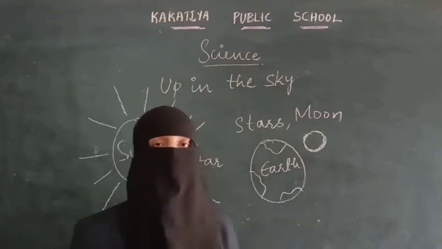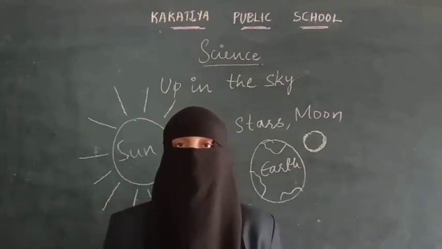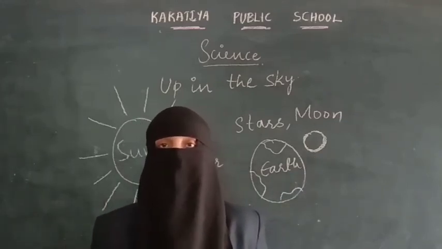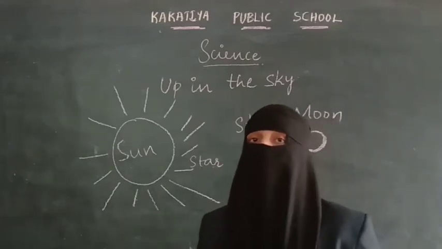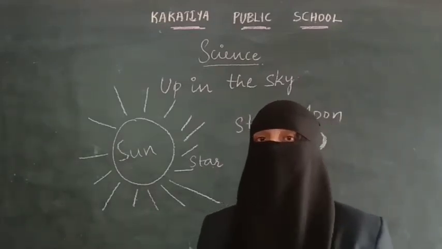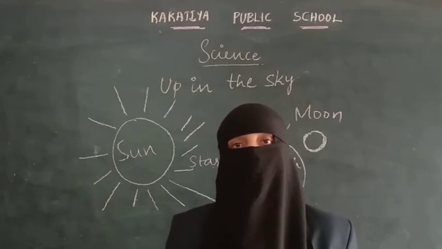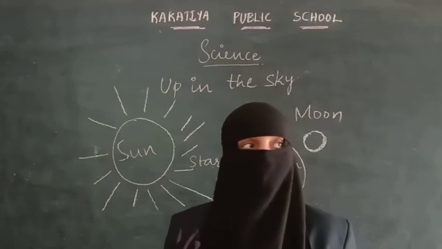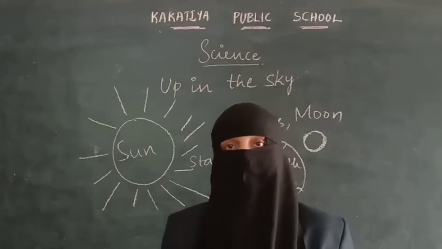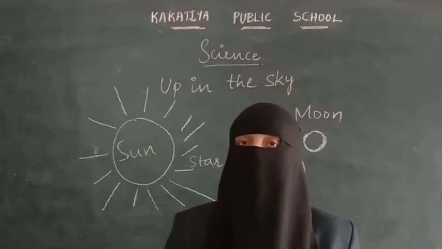And this moon, if you see regularly, will be changing its shape. There are different shapes of the moon. One of the shapes is crescent, then half moon, then the full moon. When the moon rises, that is the starting of the night. When it sets, it is the end of the night.